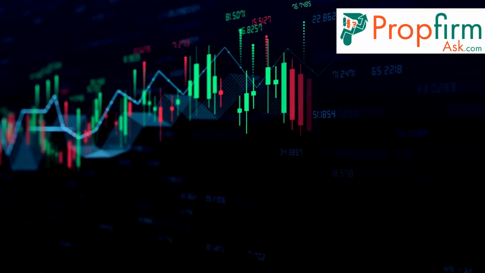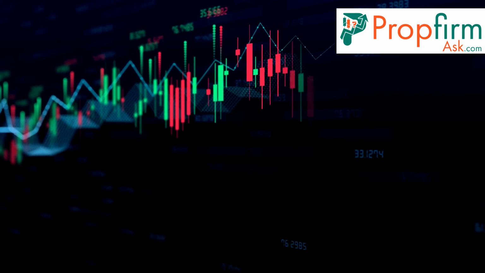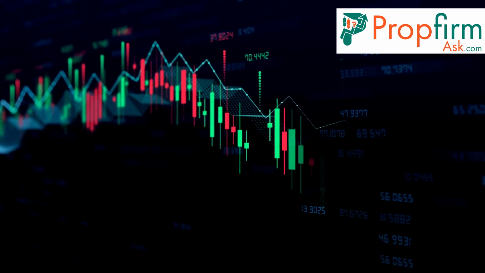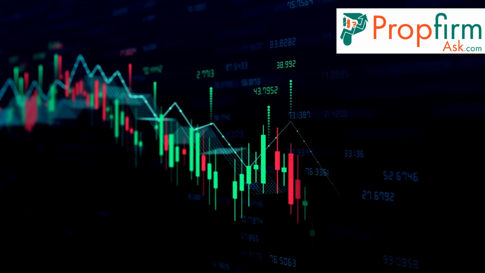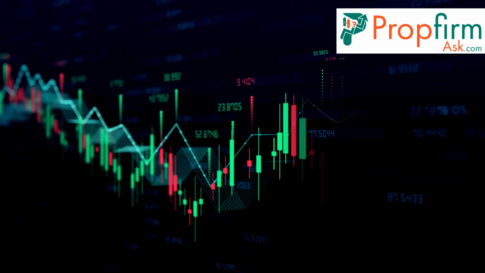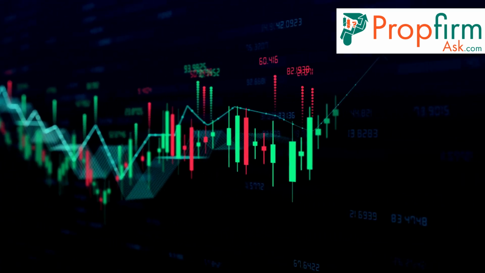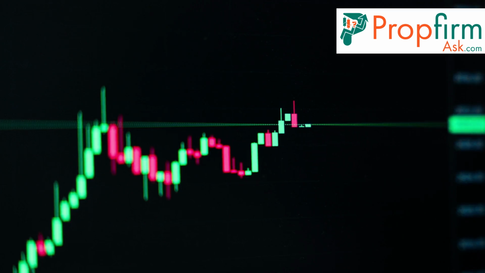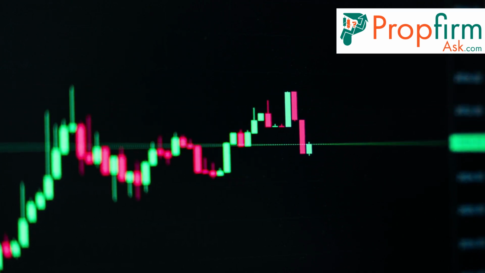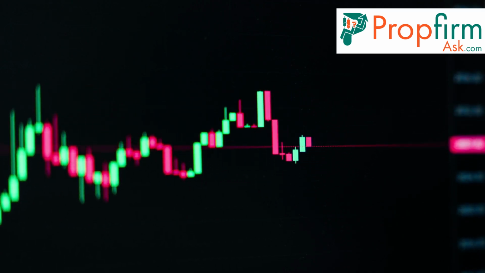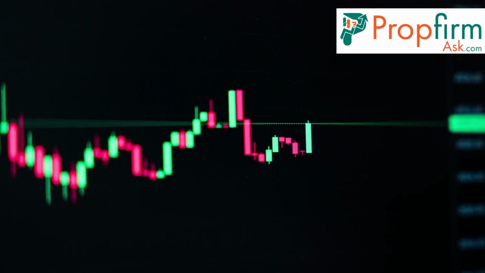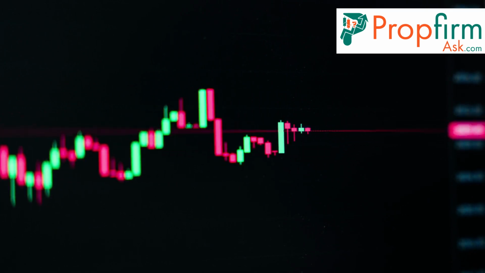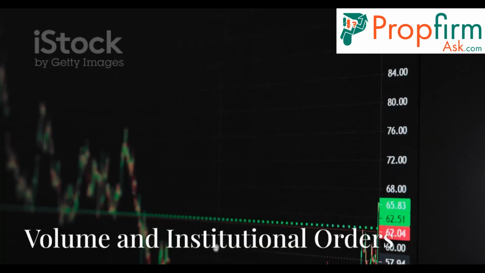Now let's talk about the most popular version, floor traders' pivot points. These are the original pivot points used on the trading floors back in the day. The central pivot point, the PP, is essentially the average of the previous day's high, low, and close. It acts as the fulcrum or balance point between buyers and sellers.